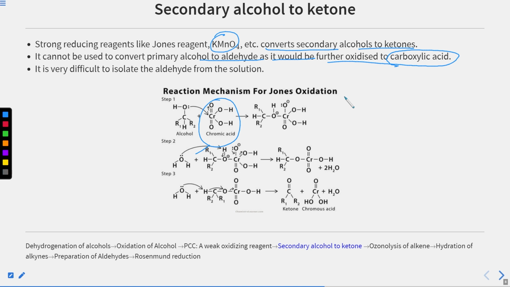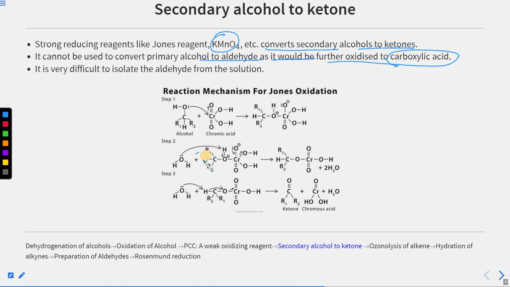You may be asking, okay sir, why do we not isolate it while it is just converted into aldehyde? It is very difficult to do so, because this occurs in a very short span of time. As soon as it is converted into aldehyde, it quickly gets converted into carboxylic acid, and it is very difficult to isolate this aldehyde from the solution. Now let us look at the mechanism of how this Jones reagent works.